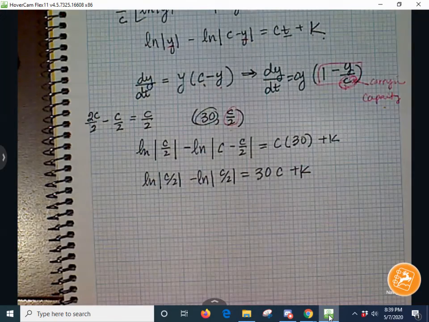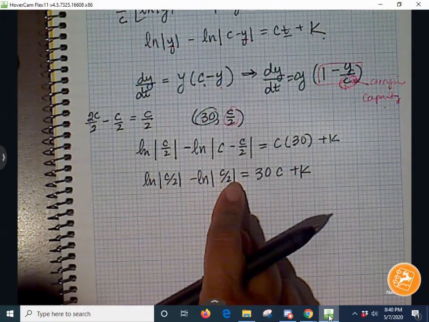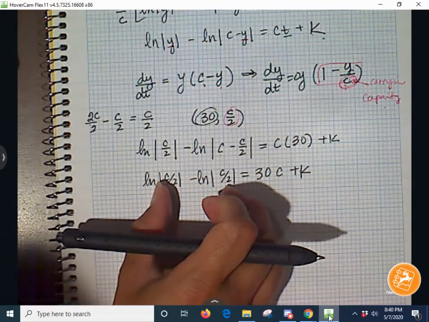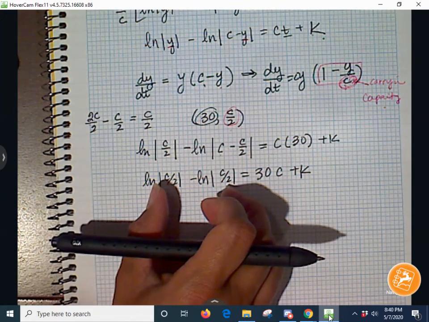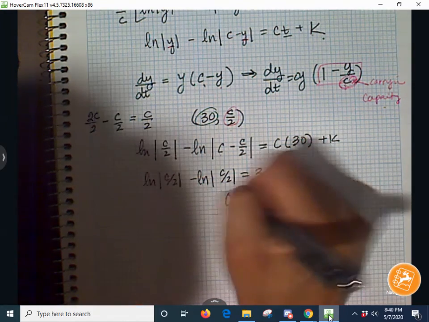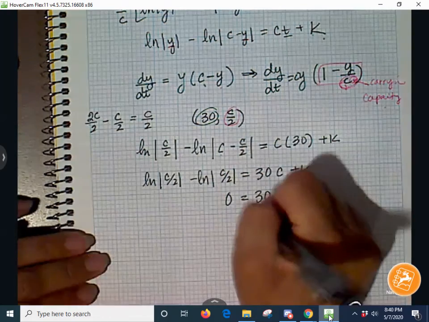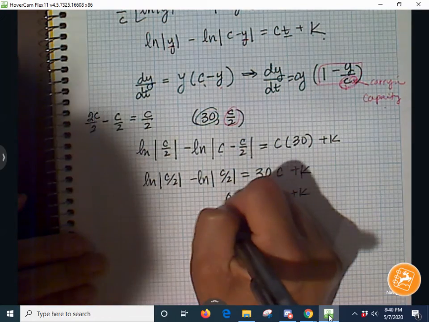All right, and so then when you subtract that from each other, that is 0. Had these been divided, then it would be natural log of 1, which is also 0. So that means 0 is equal to 30c plus k, and so that means k is equal to negative 30c.